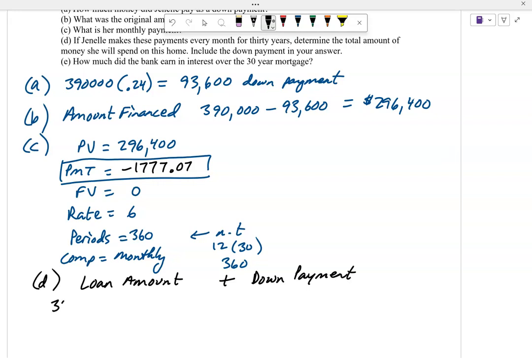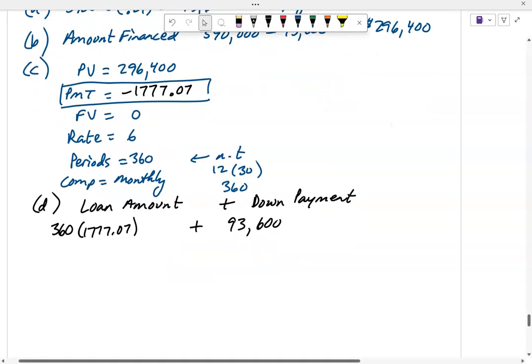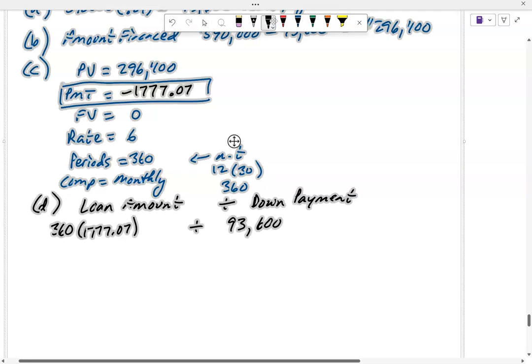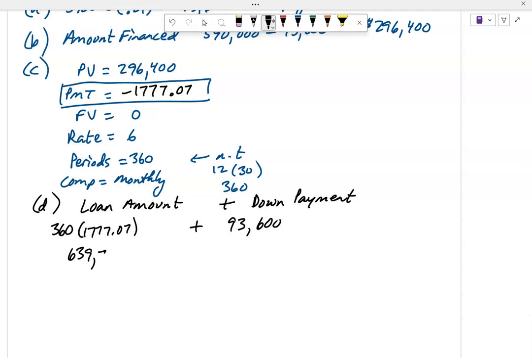So she made 360 payments, 12 times a year for 30 years, of $1,777.07. And she also put down $93,600 at the beginning. So if I go 360 times 1777.07, I get $639,745.20. Now, that's a lot, right? Holy cow, that's a lot. Remember, the loan was only for $296,400. Paid a lot.